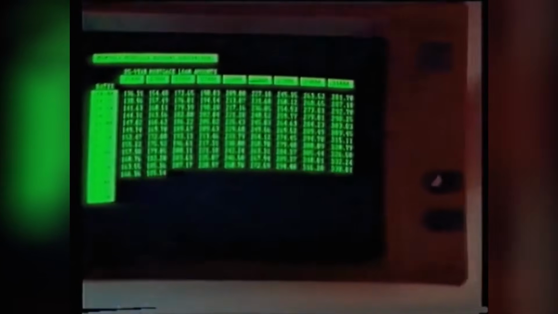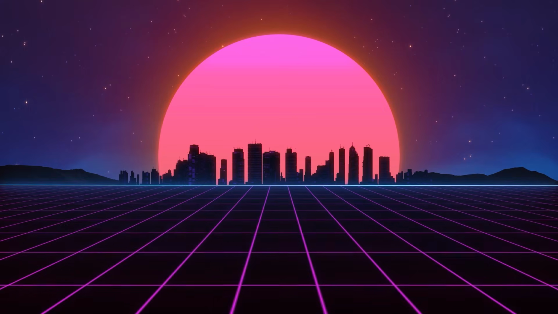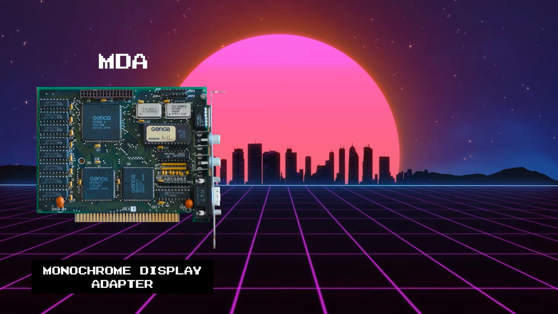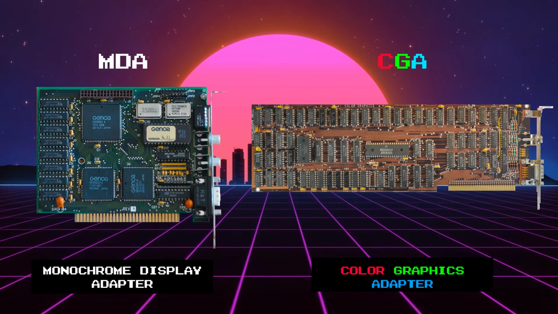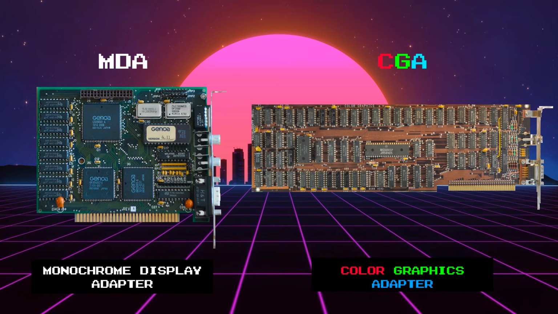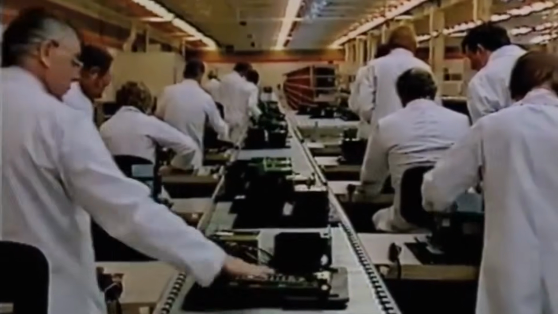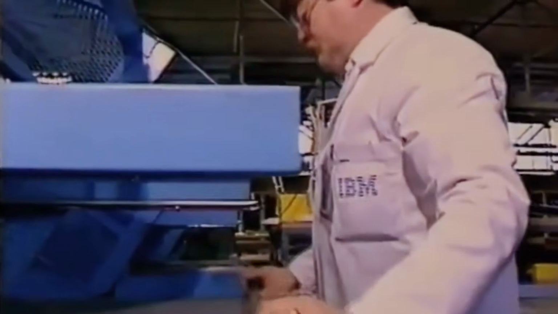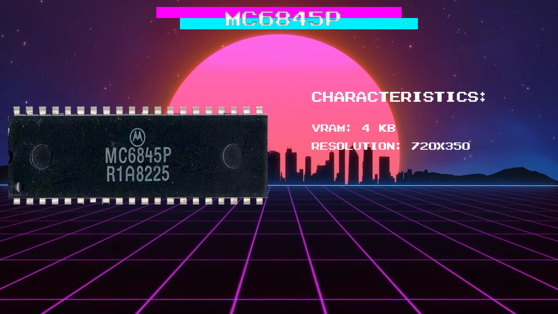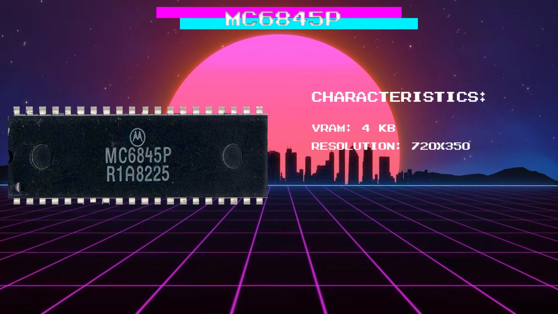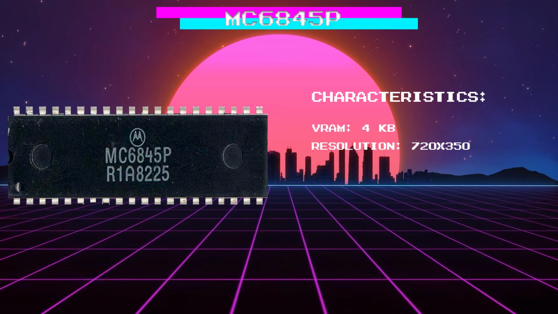Buyers were offered a choice of two video adapters: MDA, the Monochrome Display Adapter, and CGA, the Color Graphics Adapter. The first video adapter, MDA, was a bit more popular. Its feature was work with monochrome, that is single color, monitors. It supported exclusively text mode, 80 columns by 25 rows, and had no graphics modes. The core of the video adapter was the Motorola MC6845 chip, and the memory capacity was 4 KB. The maximum working resolution was 720 by 350 pixels.